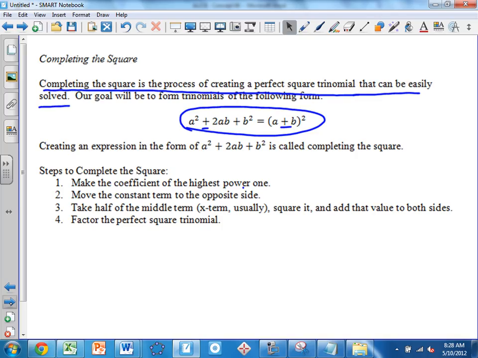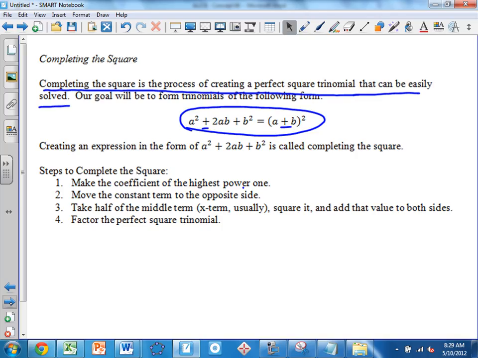Remember yesterday, and you're going to have to really think back, at one point I said, what was b over 2? We got a middle term, we took half of it, and then we squared it. We're going to use that again. So we're going to take half of the middle term, b, and then square it to get a c value. That's the third step. And the fourth step is to factor the perfect square trinomial.